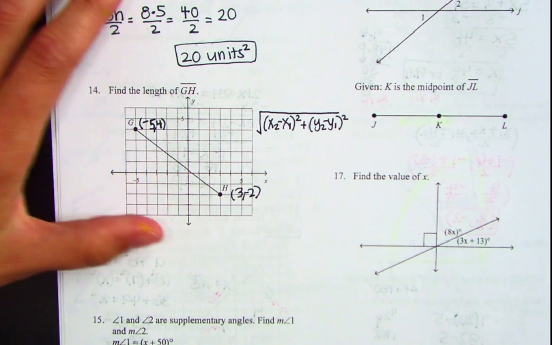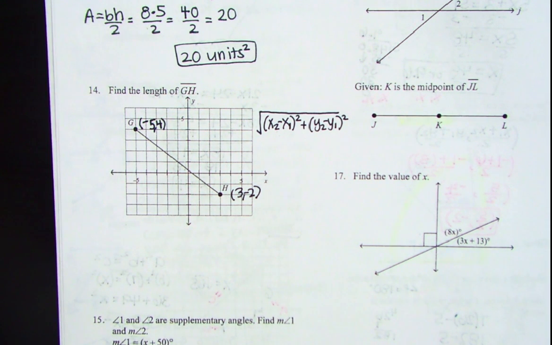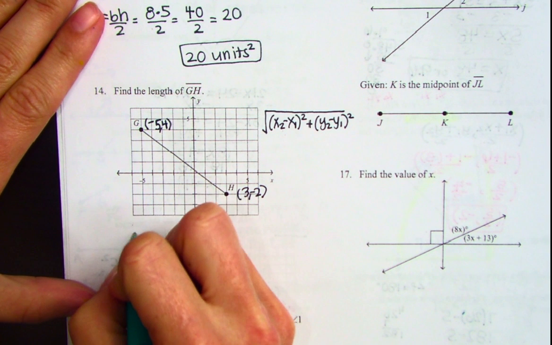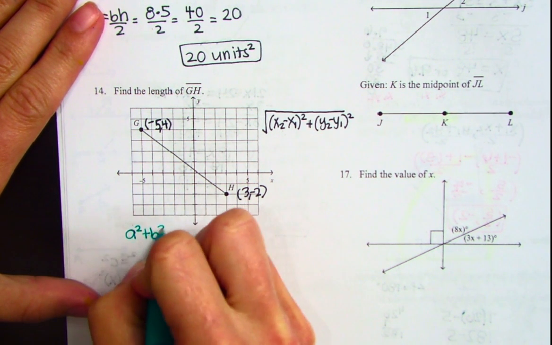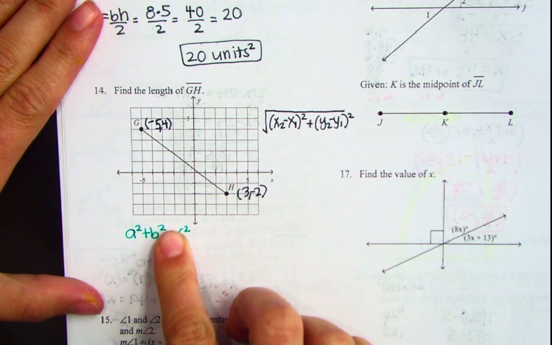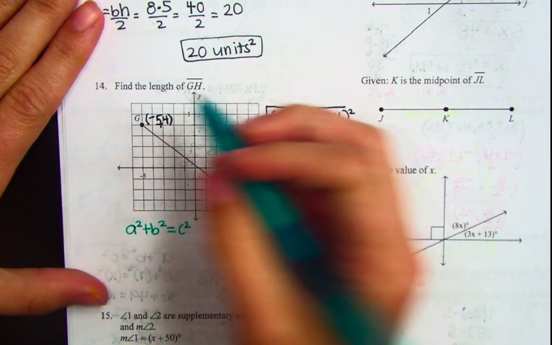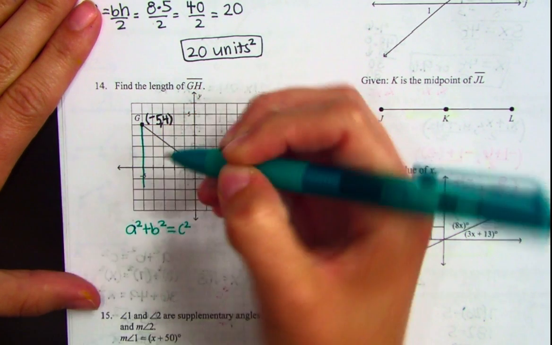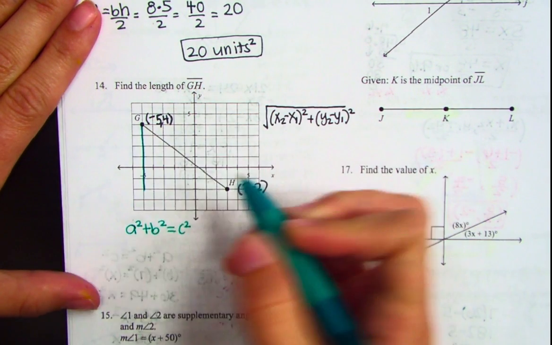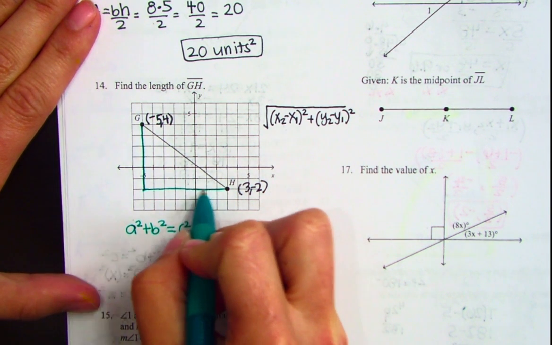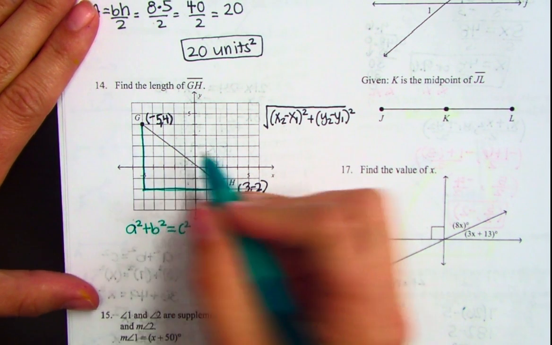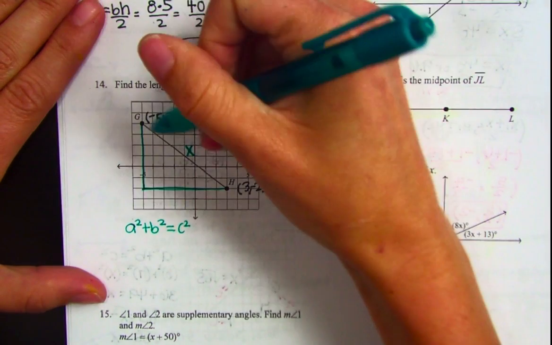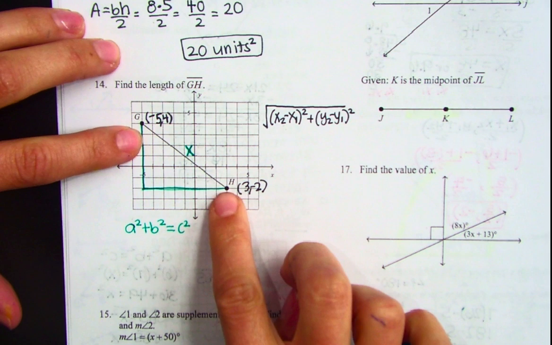But I'm going to do it a different method. I'm going to use Pythagorean theorem. So I'm going to be using this formula. But remember, for Pythagorean theorem, you have to have a right triangle. So since I'm in the coordinate plane, I can easily draw that right triangle by dropping down this leg here and this leg here. So what happens is we just need to find the length of that hypotenuse in our right triangle, because if we find the length of the hypotenuse, we'll have the length of the segment.